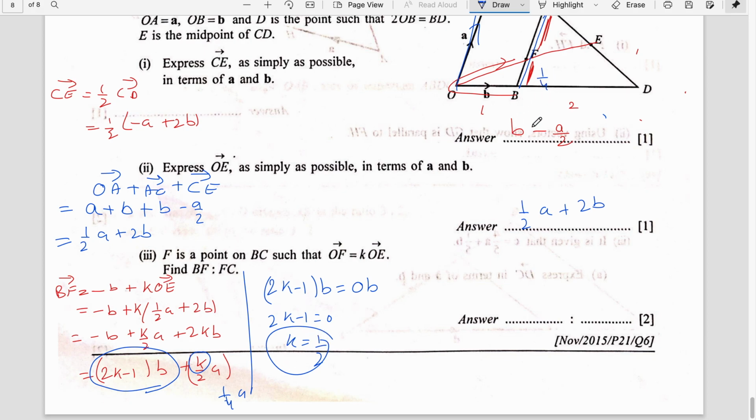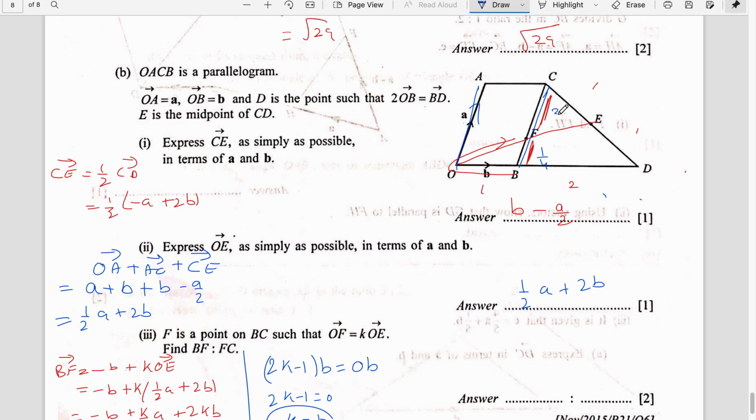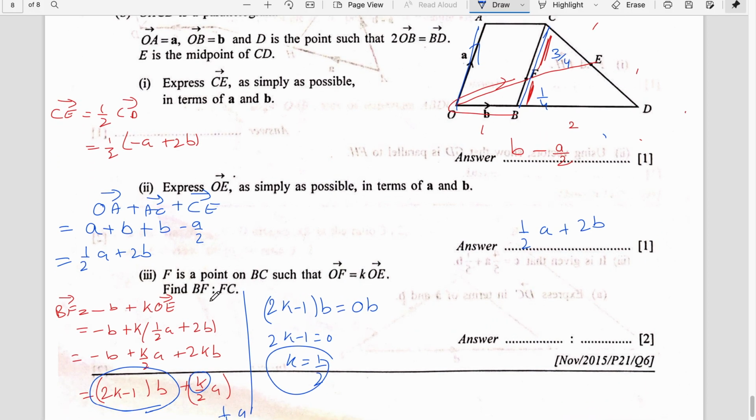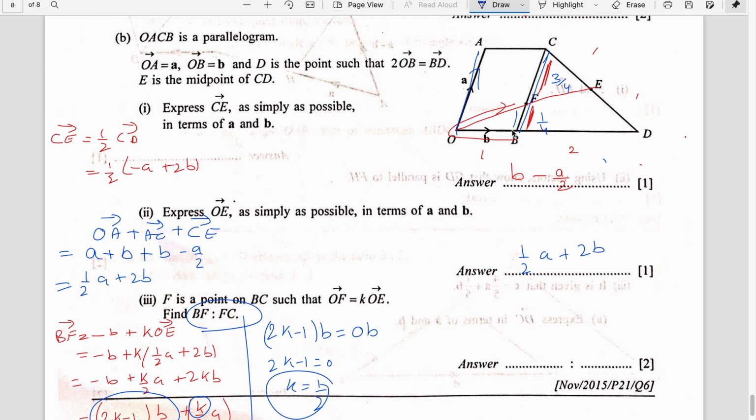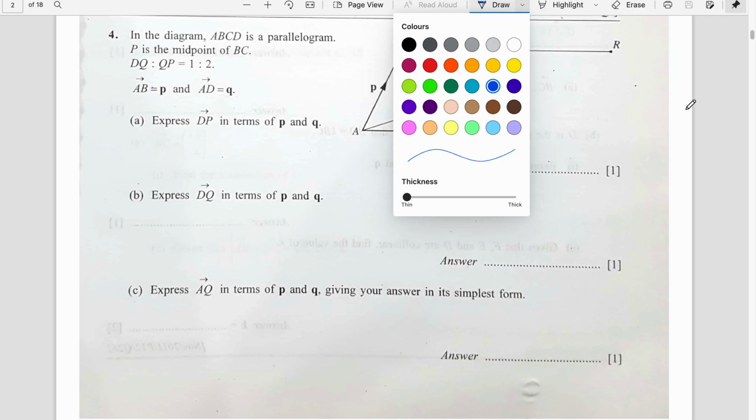So if it is 1 by 4, this should be 3 by 4. And the question demanded BF ratio FC. So BF ratio FC is 1 ratio 3. I will look at one more question.